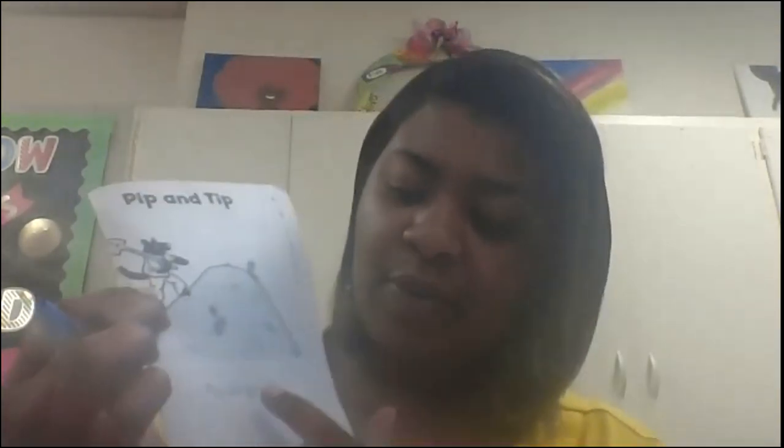So let's go ahead and do that. And I'm going to tear it out because it's easier for me to read when I tear it out so I can fold it and my page numbers will be correct. All right. I have Pip and Tip right here. And let's read. Pip will go up. Page 2. Tip will not go up. Page 3. Pip will dig. Number 4, Tip will sit.